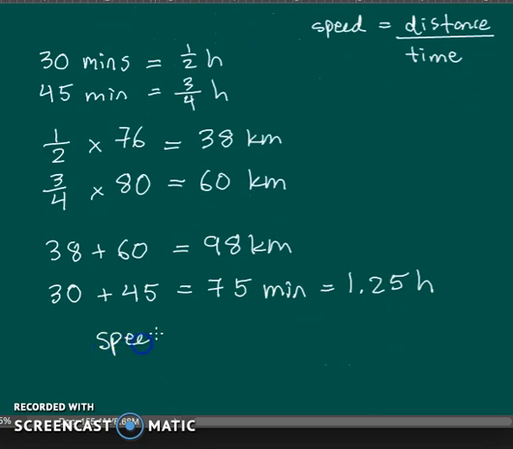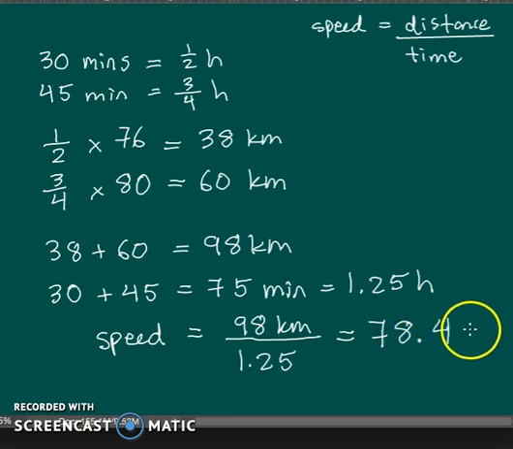Since speed is equal to distance over time, we know that the distance traveled was 98 kilometers, and we know that the amount of time that it took was 1.25 hours. 98 divided by 1.25 comes to 78.4 kilometers per hour. That was her average speed.